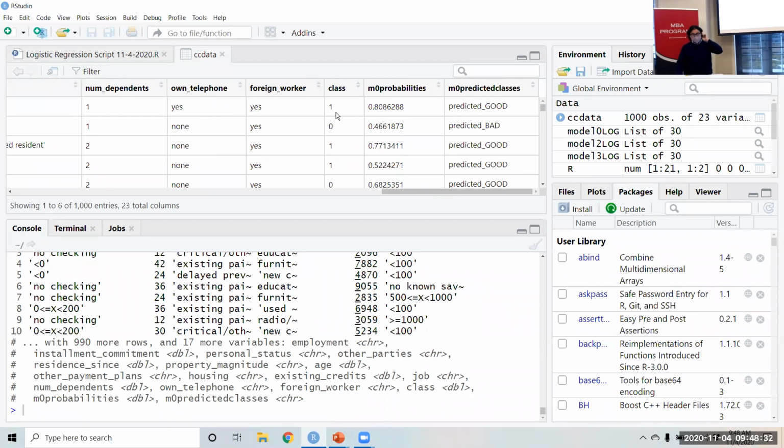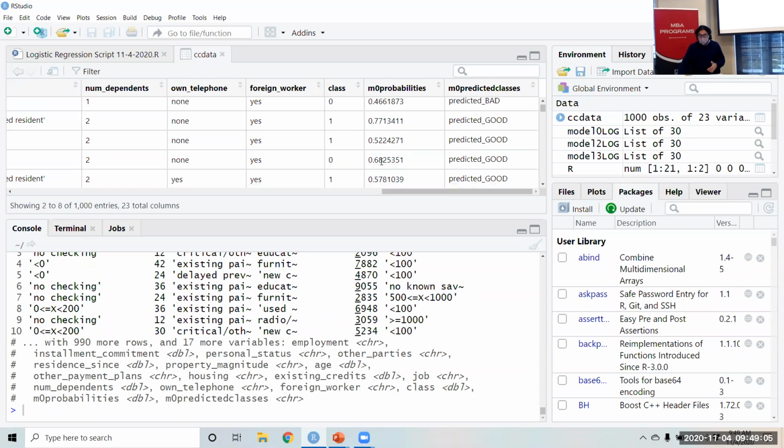So for this first observation, the class is 1, which means that the loan was paid back, and the model predicted 0.80 that it would be paid back. So the prediction was that it was a good loan, right? For the second one, what actually happened? The loan was not paid back. What was the prediction? 0.466. That's less than half, right? Which means that we predicted that it was a bad loan. The third one, it was paid back. 0.77, paid back, good prediction, right? So we go down and we can see that, in general, our model is pretty good.